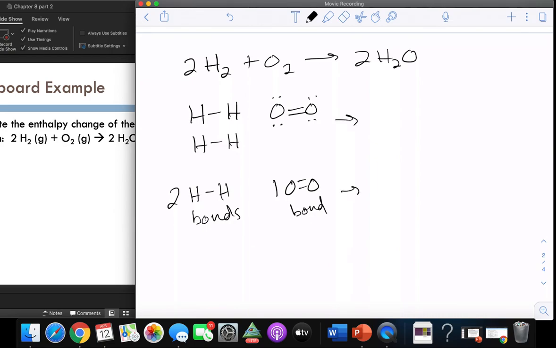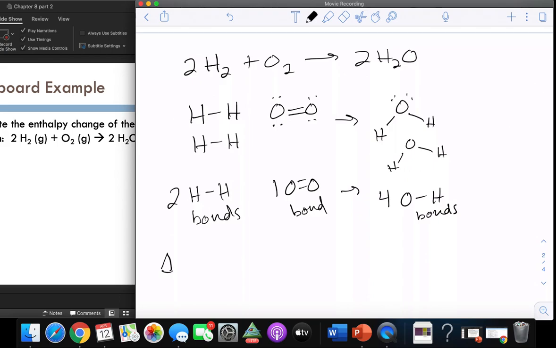And then for our products, we have two waters. Right? Well, we saw water's Lewis structure earlier. Each water has two oxygen-hydrogen single bonds, which means in total, I have four oxygen-hydrogen single bonds that I'm going to be forming.